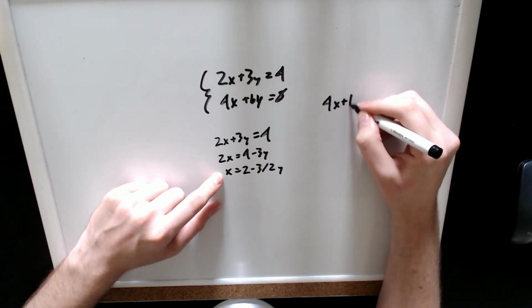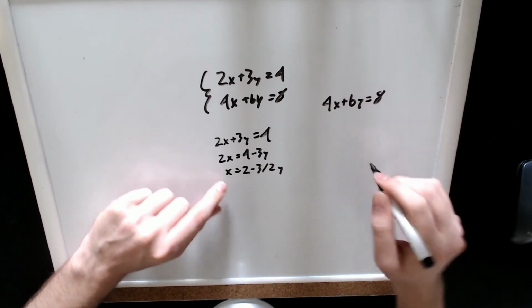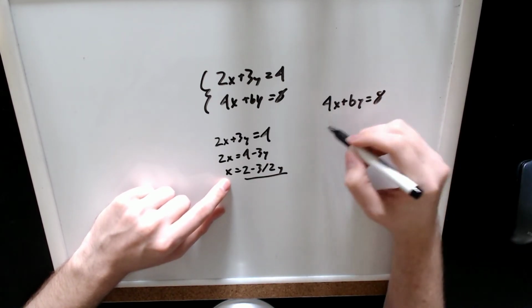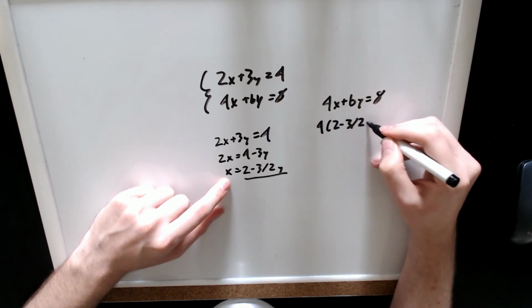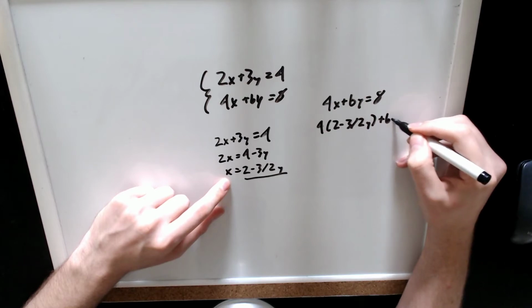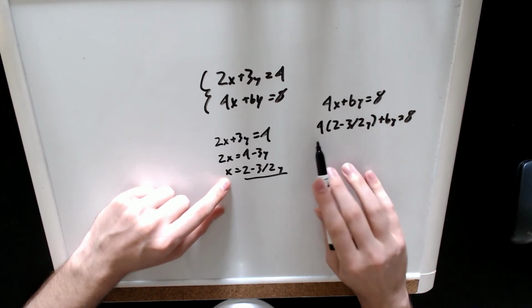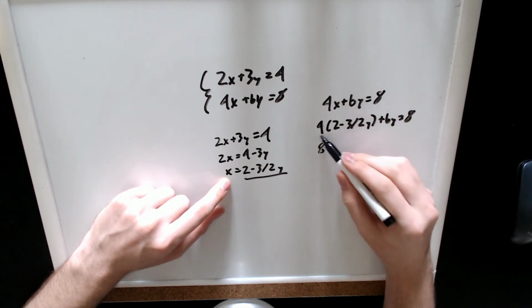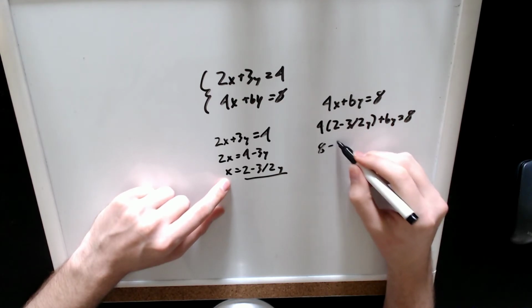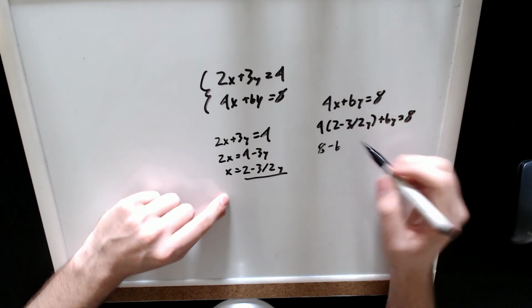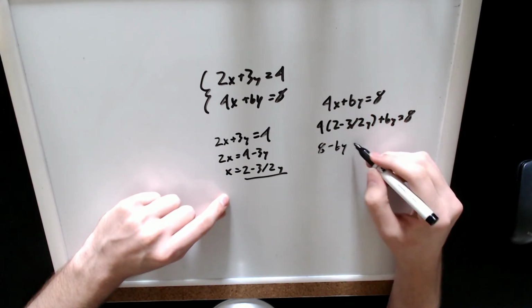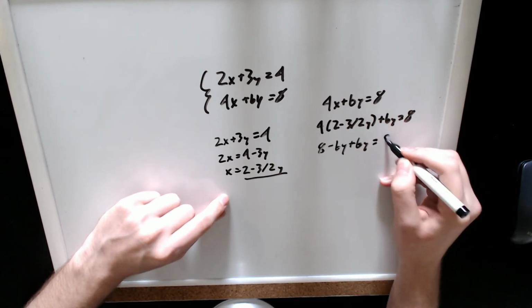4x plus 6y equals 8. Our x is 2 minus 3/2 y. 4 times 2 minus 3/2 y plus 6y equals 8. 4 times 2 is 8. 4 times negative 3/2 is negative 6, because we're going to have 4 divided by 2, which is 2 times 3, which is 6. Y plus 6y equals 8.